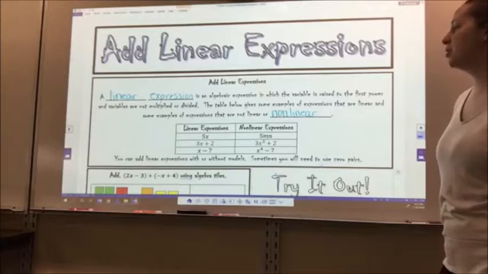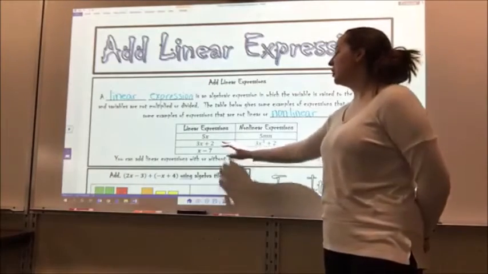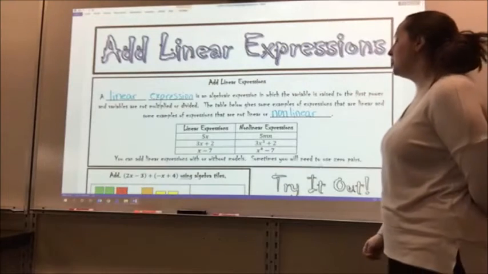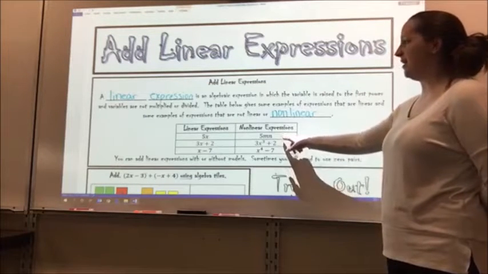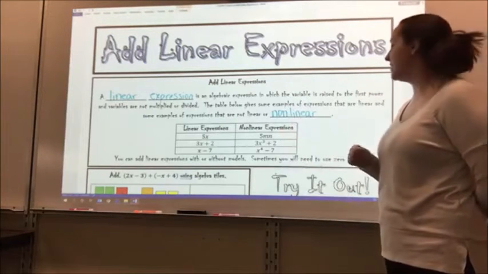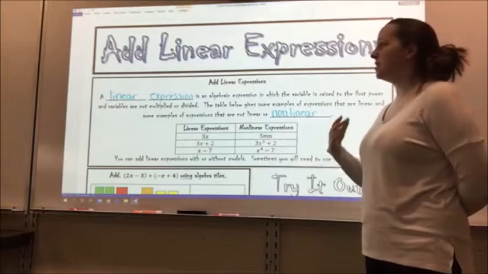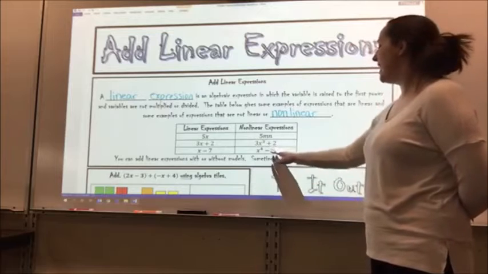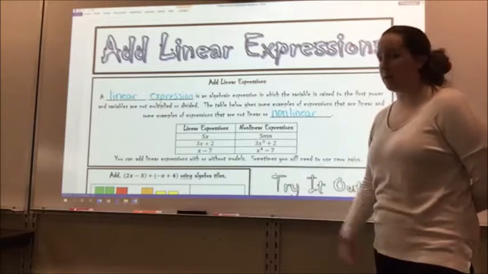So linear expressions include 5x, 3x plus 2, x minus 7. Okay. Non-linear expressions, so 5 and n, they're two variables that are multiplied together. 3x cubed, variable raised to an exponent higher than 1. X to the fourth, variable raised to the exponent higher than 1.